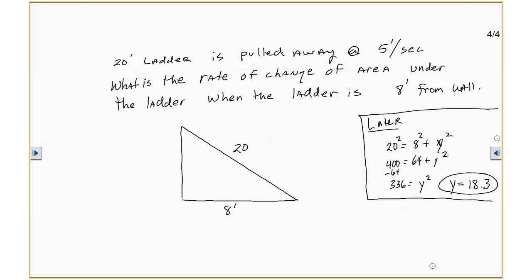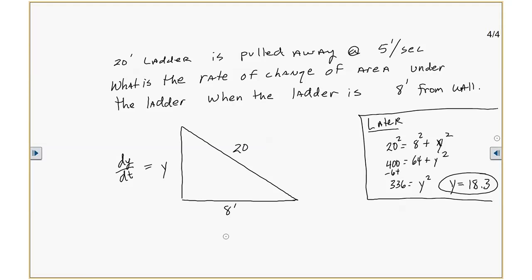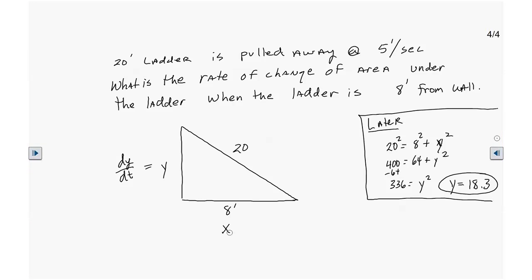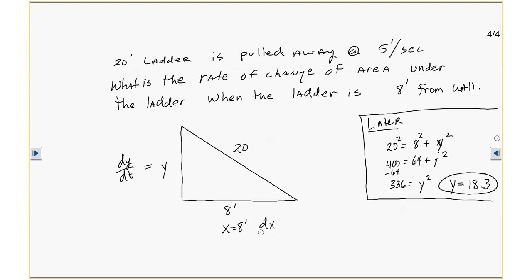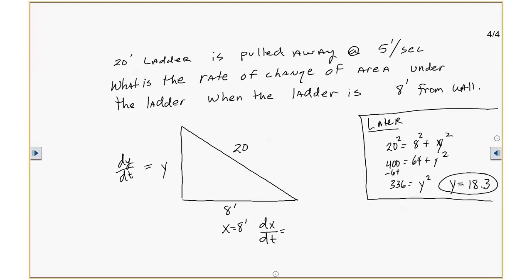Now, this is y. So that means dy dt is right with it. And this is x. x is equal to 8. And dx dt is equal to what? Well, dx dt is given in the problem. 5 feet per second.